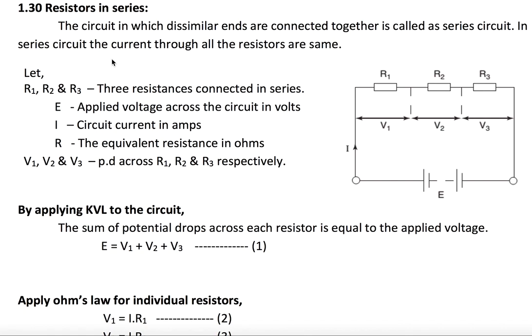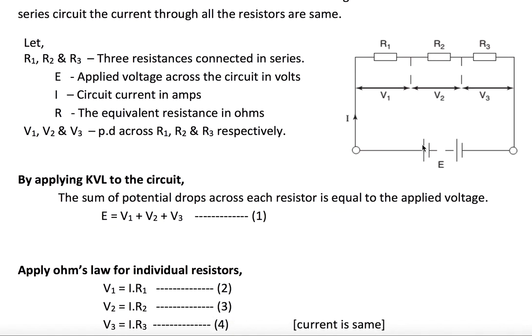In the series circuit, the current through all the resistors is the same. See here, current is flowing like this. R1, R2, R3 are the resistors connected in series. E is the applied voltage, I is the current flowing in amps, R is the equivalent resistance, and V1, V2, V3 are the individual potential differences across R1, R2, R3 respectively.